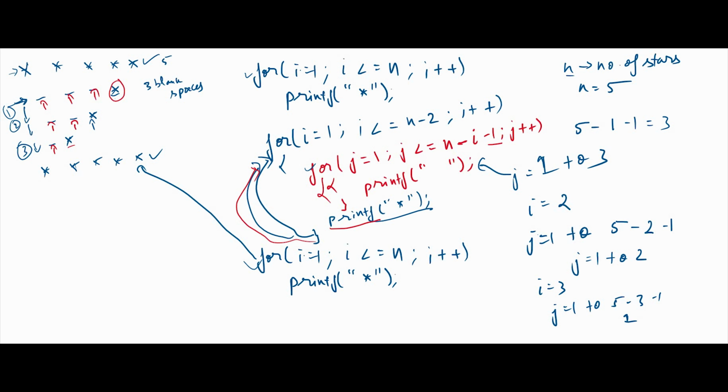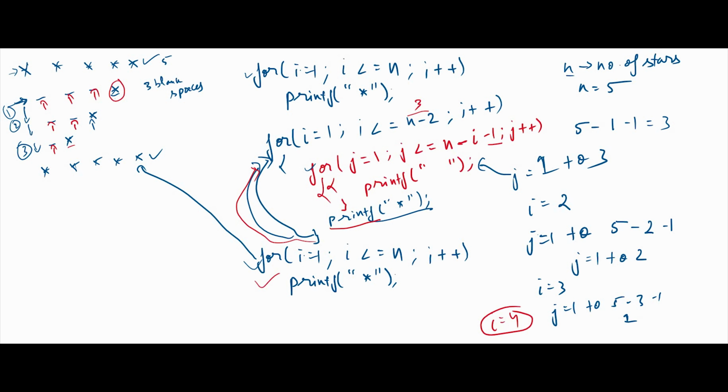So next time i is equal to 4, which is not less than n minus 2. What's the value of n minus 2 here right now? 3. So when i is equal to 4, it is not less than 3, right? So it will exit the loop, and after that we know the last loop is to print 5 stars. So that's how the logic works here.